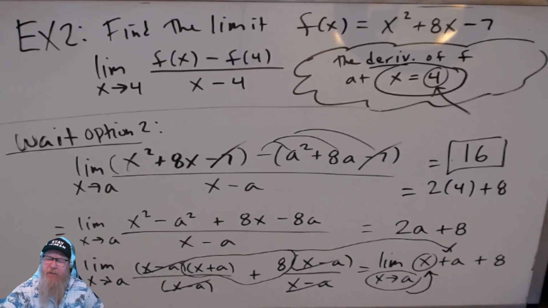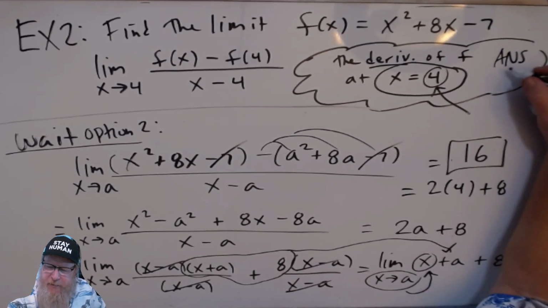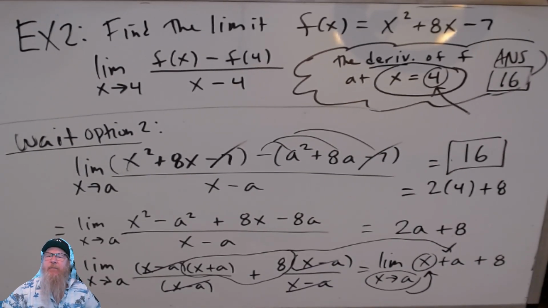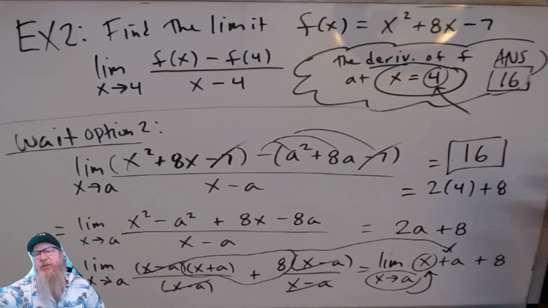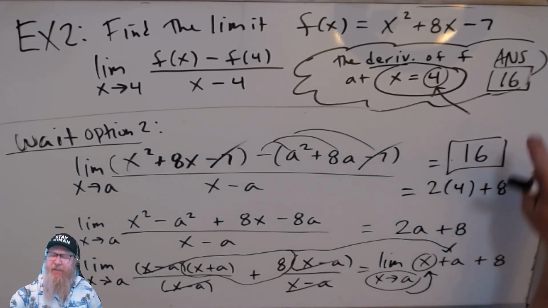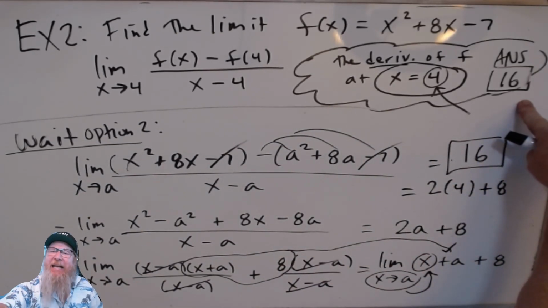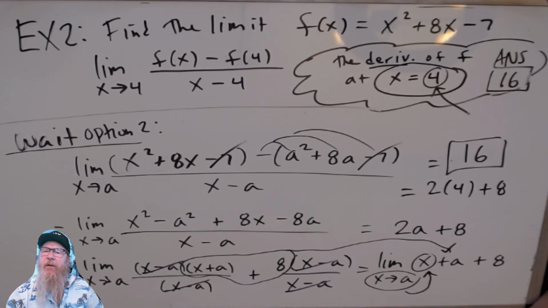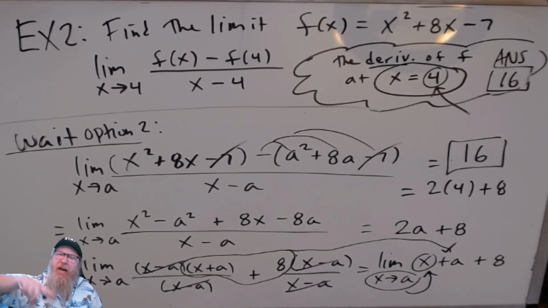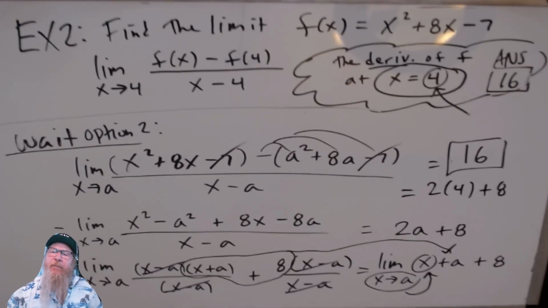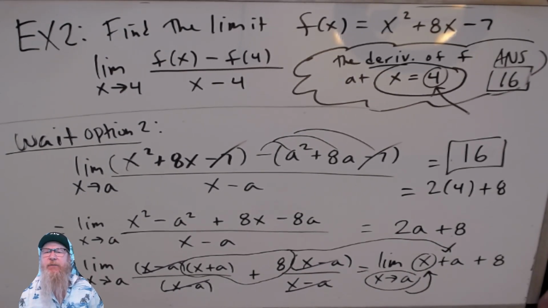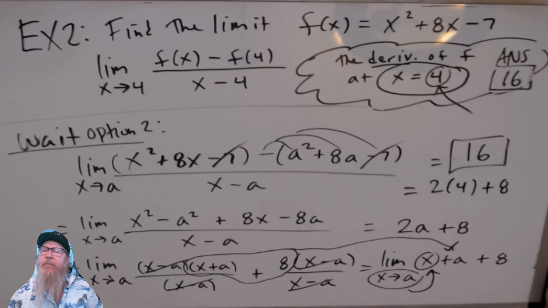Okay. And so the answer would be 16. Answer 16. Right. And what does that mean? Well, with the original introduction, I said this is the slope of the tangent line at x equals 4. This tells you the rate of change at x equals 4. Or if it was an object, it'd be the velocity of that object flying through the air or something.